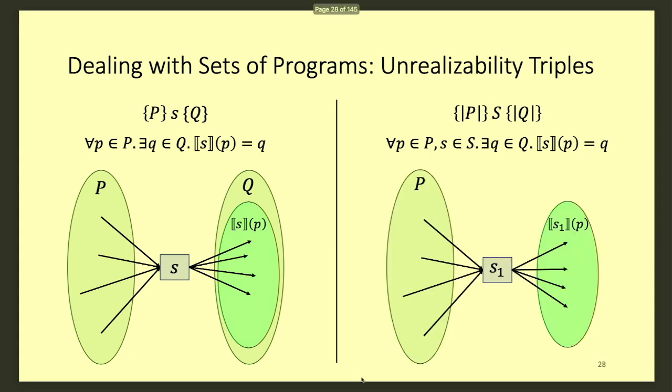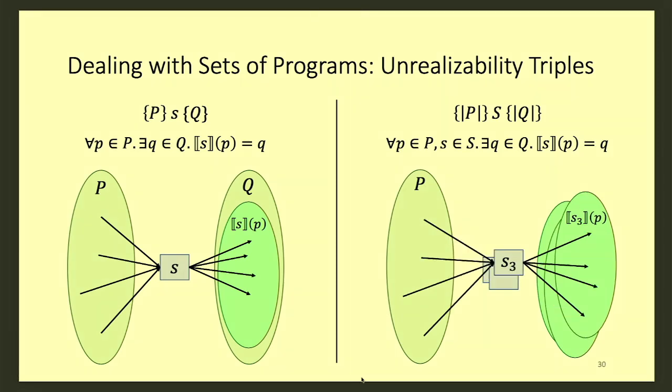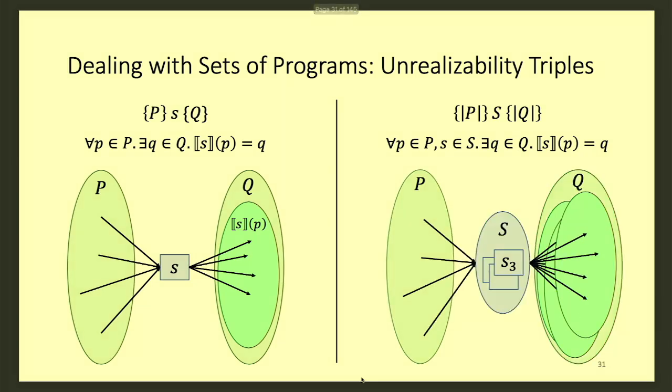So for example, if I have a singular program S1 within my large set of programs S, this might result in the mint green set of states that I'm currently displaying over here. And since my large S is a set of programs, I'm going to have another program S2, which can result in a different set of states. And of course, I can also have another program S3 that results in a different set of states. And the idea is that my post-condition Q needs to overapproximate the union of all the states in here. So yeah, this is just the principle of overapproximation and how it's applied to unrealizability logic and sets of programs.